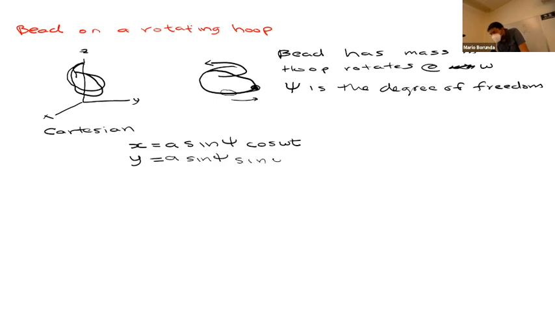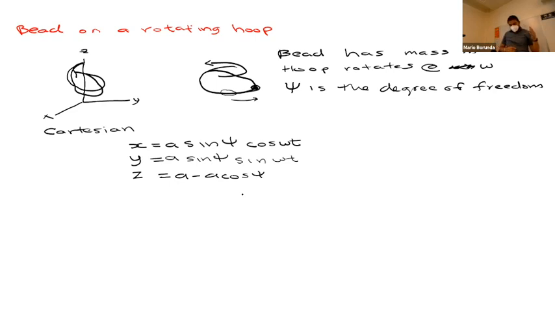But then this one becomes sine omega t. And then the position c is given by a minus a cosine of the angle psi. So we know that our degree of freedom is this psi. So now what do we have to do? We have to write the Lagrangian in terms of the generalized coordinate that is psi, not x, y, and z.